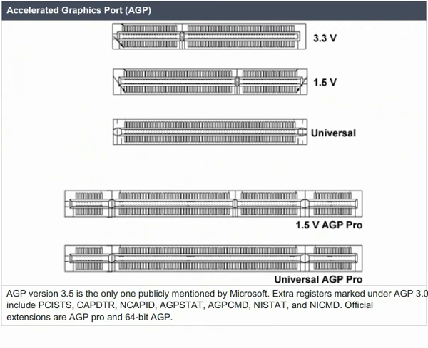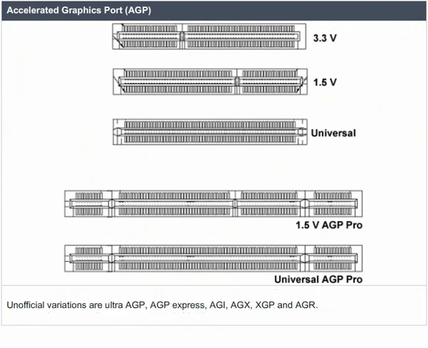Extra registers marked under the earlier AGP 3.0 included PCISTS, CAPDTR, NCAPID, AGP-STAT, AGP-CMD, NISTAT, and NICMD. Official extensions are AGP Pro and 64-bit AGP. Unofficial versions are Ultra AGP, AGP Express, AGI, AGX, XGP, and AGR.